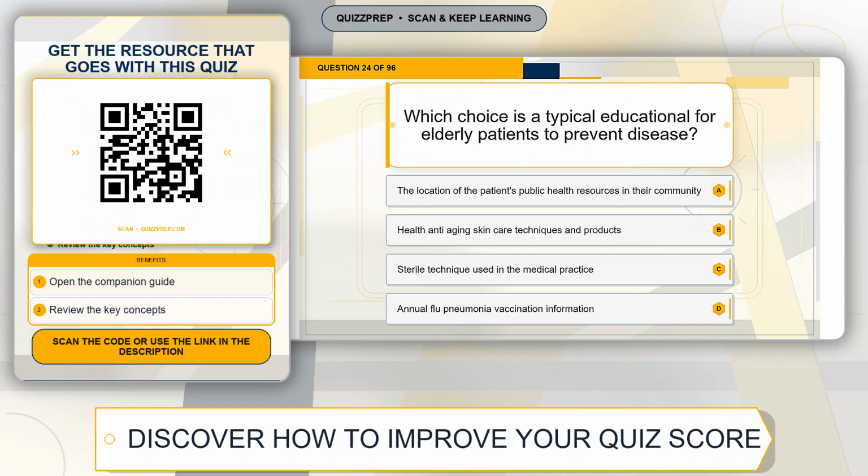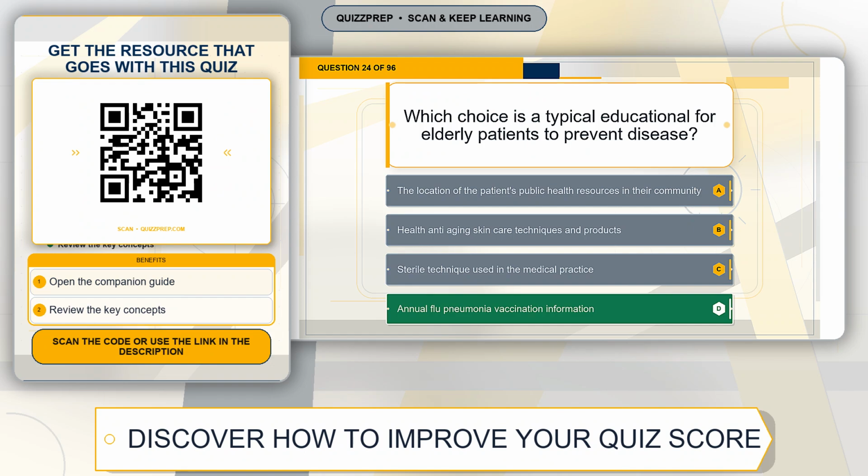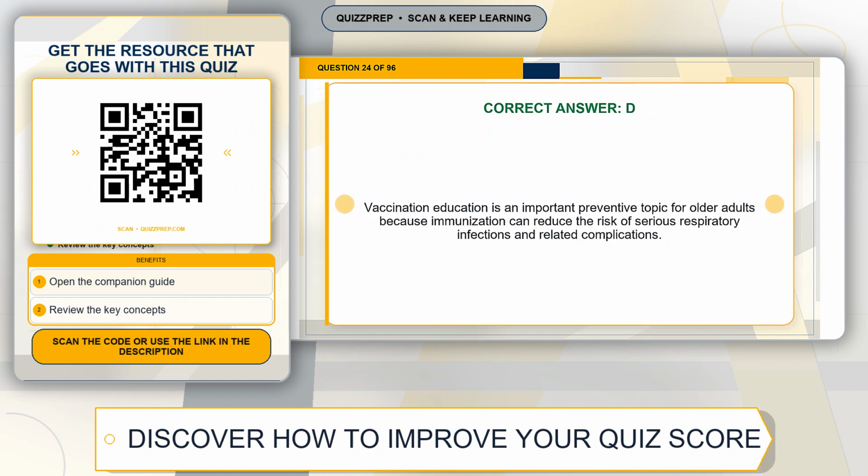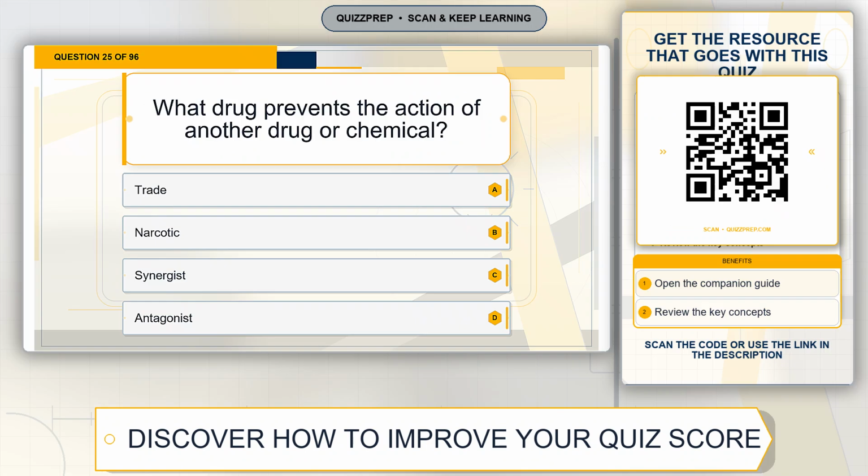Question 24. Which choice is atypical educational for elderly patients to prevent disease? Option A, the location of the patient's public health resources in their community. Option B, health anti-aging skin care techniques and products. Option C, sterile technique used in the medical practice. Option D, annual flu pneumonia vaccination information. The correct answer is option D, annual flu pneumonia vaccination information. Explanation. Vaccination education is an important preventive topic for older adults because immunization can reduce the risk of serious respiratory infections and related complications.